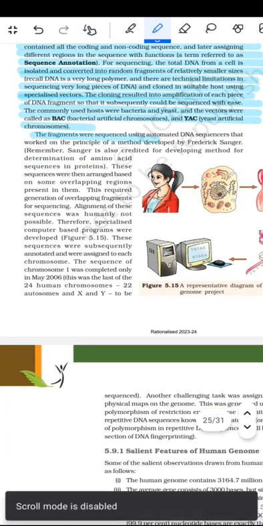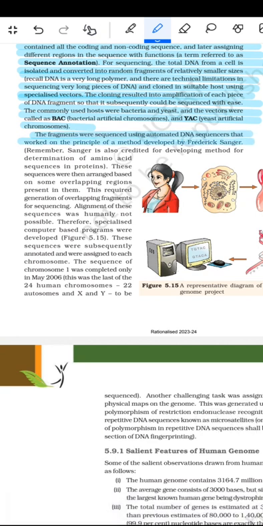The fragments were sequenced using the automated DNA sequencer that worked on the principle of the method developed by Frederick Sanger. Remember, Sanger is also credited for developing the method for determination of the amino acid sequence in proteins. These sequences are then arranged based on some overlapping regions present in them. This required generation of overlapping fragments for sequencing. Alignment of these sequences is humanly not possible. Therefore, a few computer-based programs were developed.